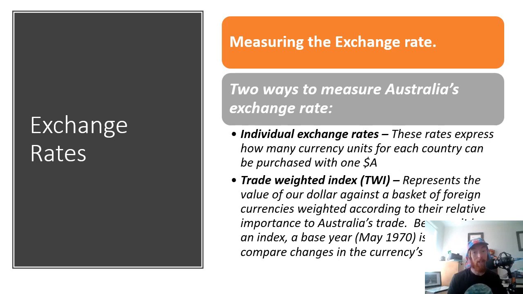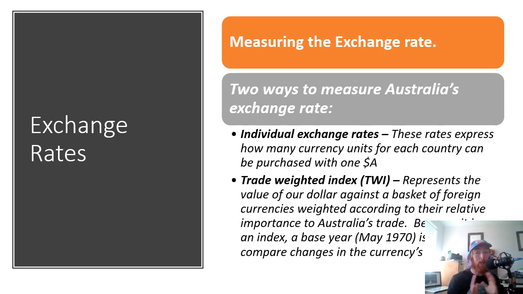Then we've got the trade weighted index, which I've never liked to explain, so bear with me. It represents the value of our dollar against a basket of foreign currencies weighted according to their relative importance to Australia's trade. Because it's an index, a base year is used to compare changes in the currency's value. Basically, it's a score where 100 is the base level, and the value of our currency is ranked against our trading partners. So how strong our currency is doing against China, how strong it's doing against the USA, etc. The higher the trade weighted index is, the more positive our dollar is valued amongst our trading partners, the lower it is, the worse off it is overall.